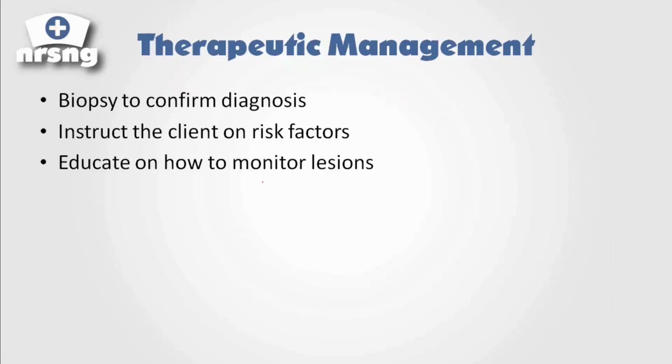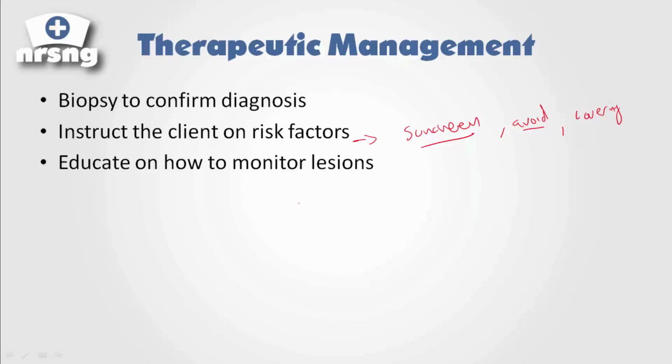So the first thing we're going to do with our patient, if we see something that looks suspicious to us, is a biopsy to confirm diagnosis. Once that's confirmed, of course, there's chemotherapy and radiation to help with cancer, but we need to instruct our patient on risk factors. We need to be talking to people about the importance of using sunscreen, avoiding peak times of UV rays in the late afternoon, and wearing protective covering when appropriate, when working outside, wearing a hat, long sleeves, etc.